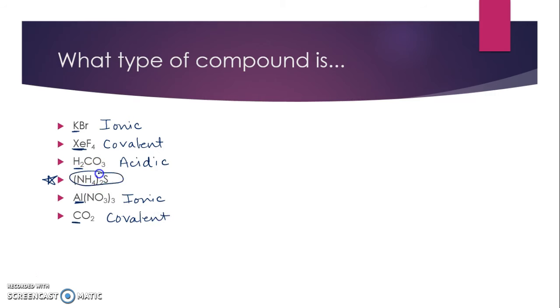This one here, even though it starts with a nonmetal first, and we'll talk about this soon, this first part that's in parentheses is a polyatomic ion, which means that this is going to be an ionic compound. And I'll explain that more as we get through the chapter. And I think that's it.